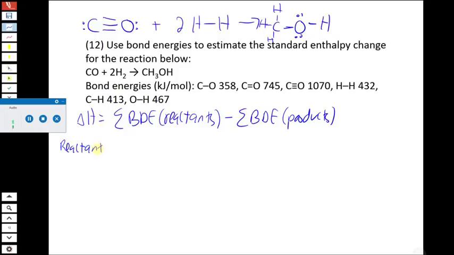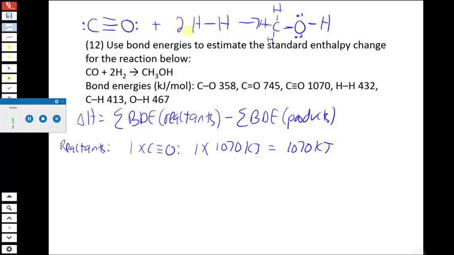So on the reactant side, our first reactant has a CO triple bond, so we have one CO triple bond to consider. And we're going to take that number from the list of bonds given, 1070 kilojoules per mole. Or just kilojoules, I guess, is fine. So that's 1070 kilojoules for that reactant.